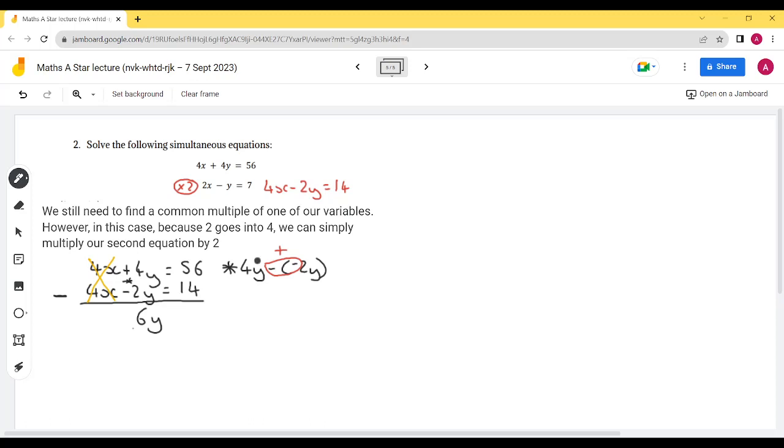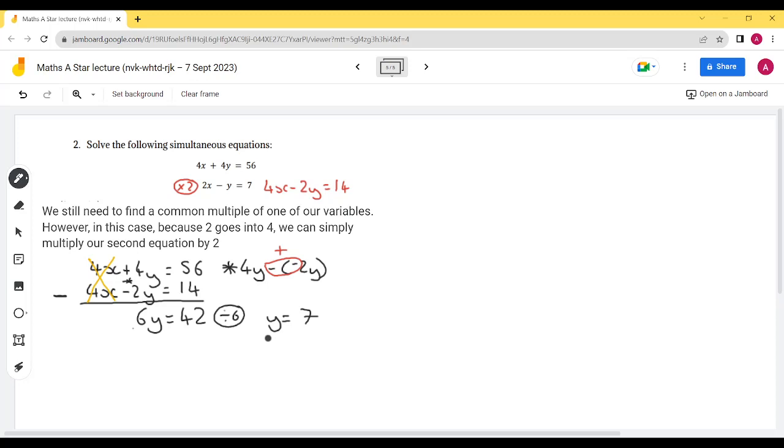All right, and then we've got 56 minus 14, well, that's going to give us 42. And now we can do as before, we can divide by the amount of y, so we can divide by 6, and we're just going to get y equals 7.